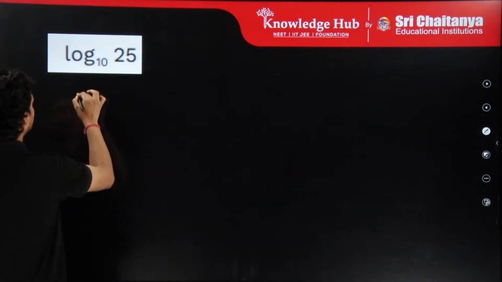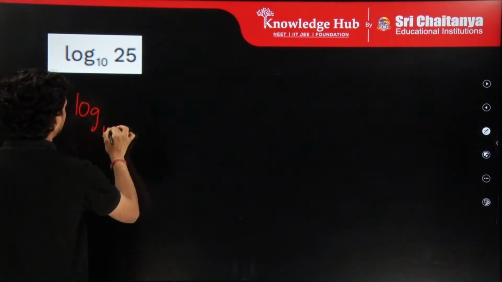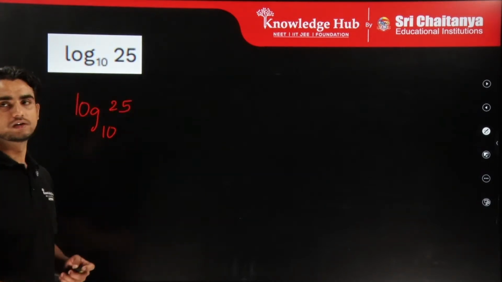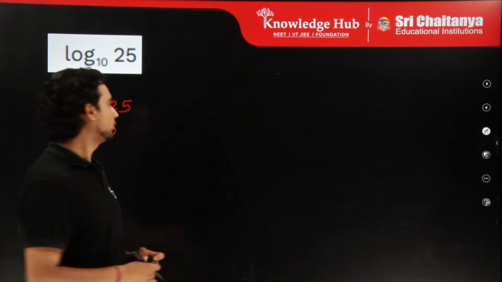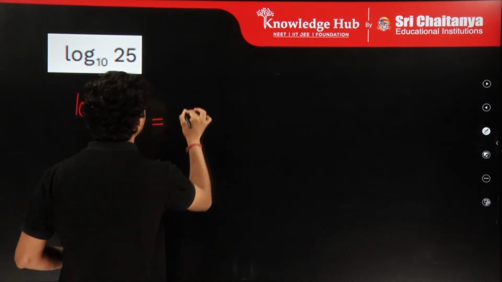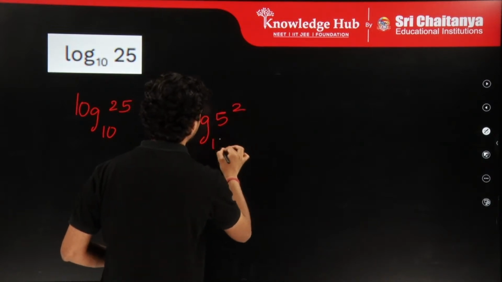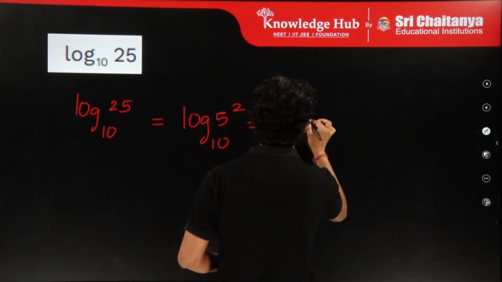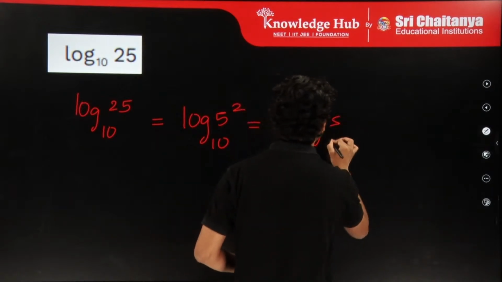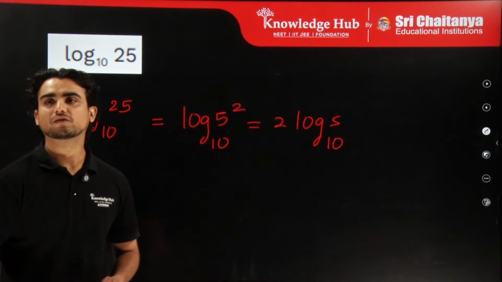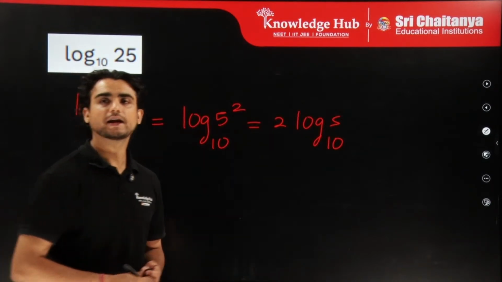Log 25 base 10, right? So log 25. So what can I write? I can write log of 5 square upon 10. So I can get 2 log 5 base 10. Now try to find what is log 5. Okay, try it by yourself.